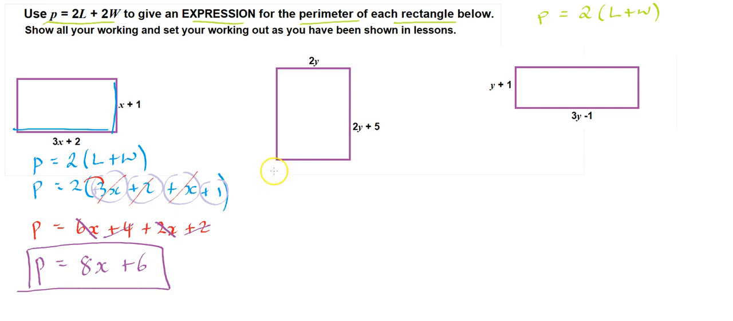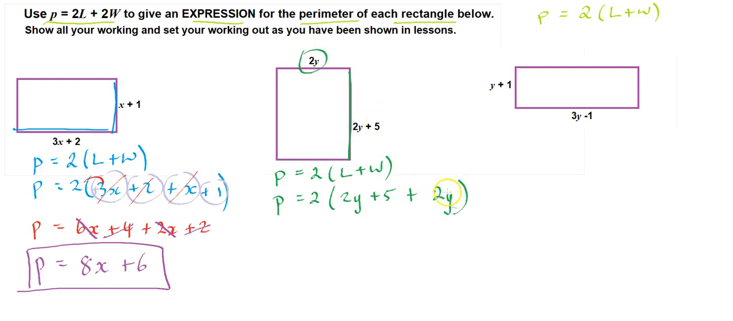For this one, the same approach. Let's go: perimeter equals 2 times (length plus width). So let's plug the information in. 2 times the length, so 2 times (2y plus 5), plus the width, which in this case is 2y. So let's multiply out of these brackets.